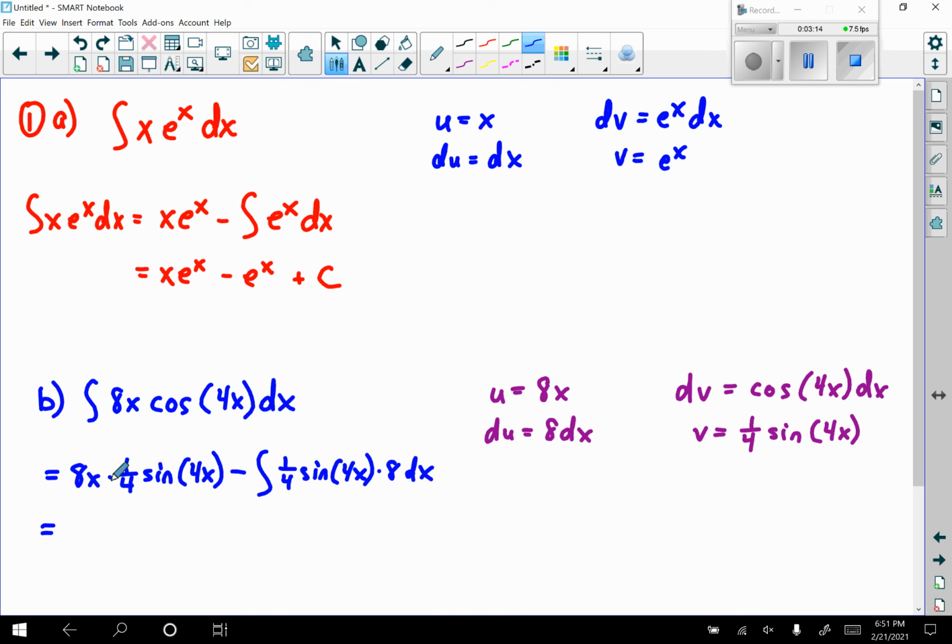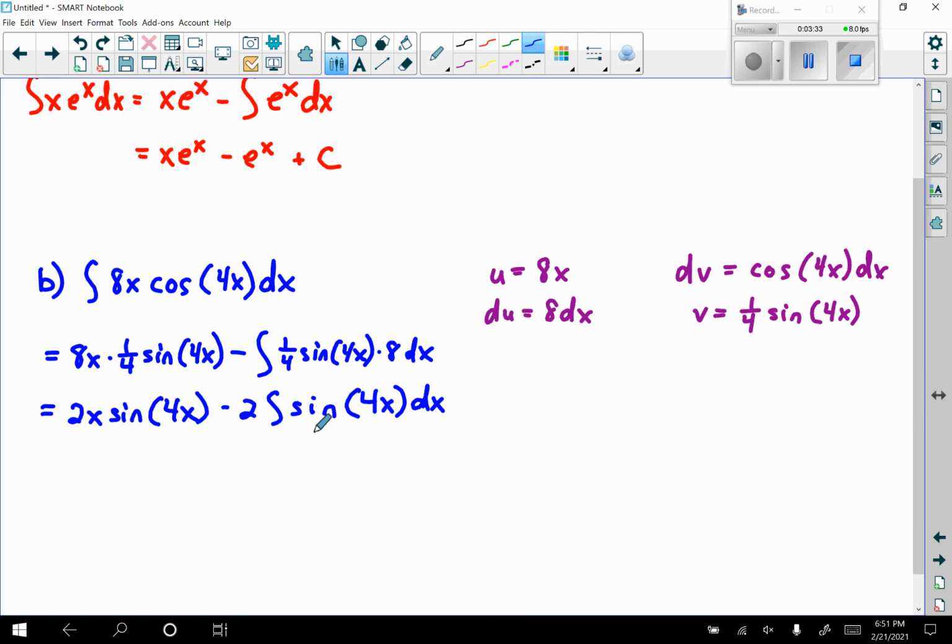I'm going to simplify this first part, so we're going to get a 2x sine of 4x. Now if you left it this way, that would still be okay. Now over here, I'm going to take the 1/4 of 8 and I'll put that out in front, so minus 2 times the integral of sine of 4x dx. Good news is we're not going to need to use integration by parts again. We just simply take the antiderivative here. So we have 2x times sine of 4x, and then minus 2.